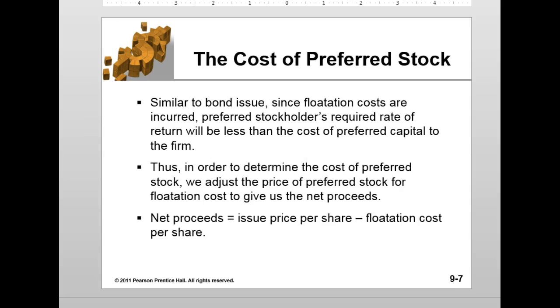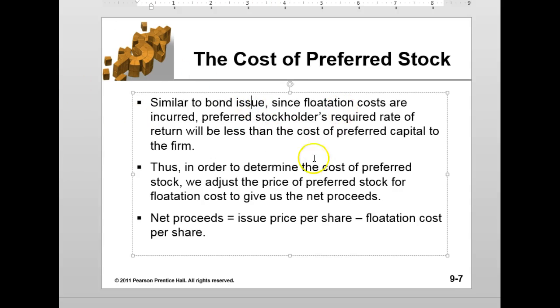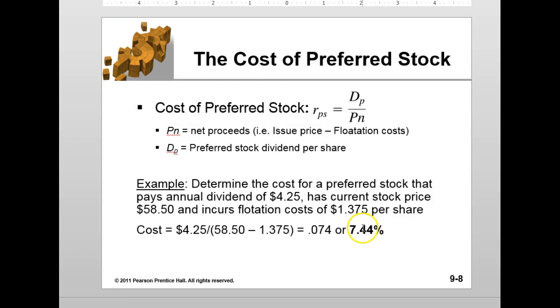This is how you would look at preferred stock. So it's similar to a bond. You're going to have costs, right? You're going to adjust. Now there's no tax involved in this, correct? But we are going to have to adjust our preferred stock return with that flotation cost. And that looks like this.